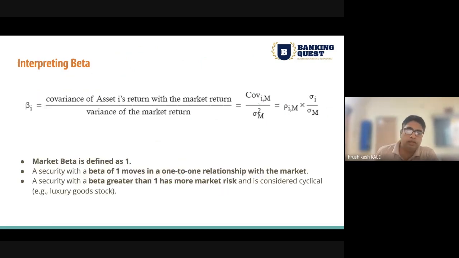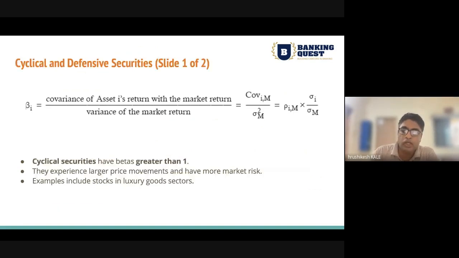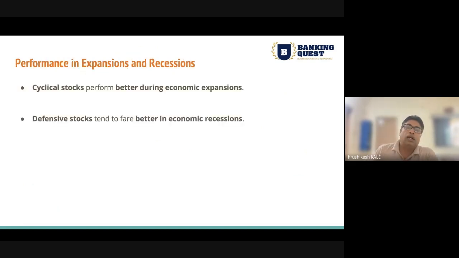Okay, beta greater than 1 means more market risk and is considered cyclical. So the higher the beta, you call it a cyclical stock. The lower the beta, you call it a non-cyclical stock. Cyclical has securities with beta greater than 1. Luxury goods, we have seen this. Okay. So cyclical stocks perform better during an expansion period.